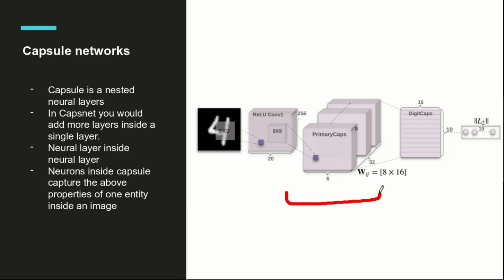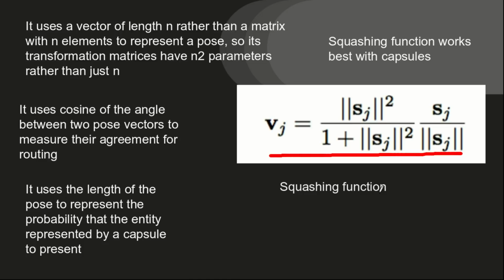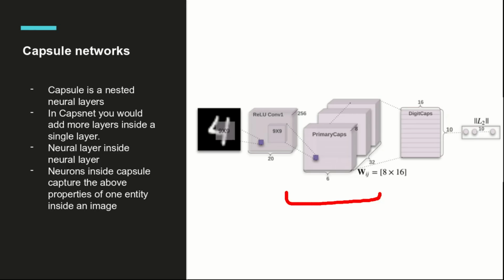So the paper introduces a new squashing function for nonlinearity, and it squashes to 0 if it's a small vector and tries to limit the output vector to 1 if the vector is long. The dynamic routing comes at some extra computational cost. So a capsule is a nested neural network, and there are layers inside layers. So when the layer processes it, it's then again passed to the layers inside it. And neurons inside a capsule capture the above properties of an entity inside an image.